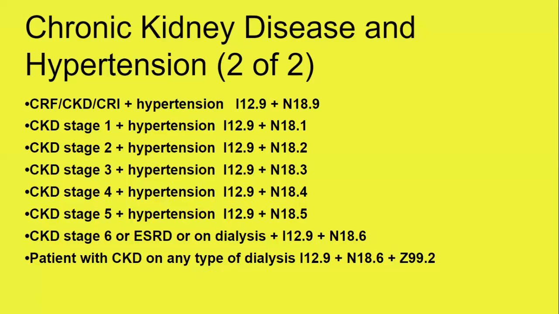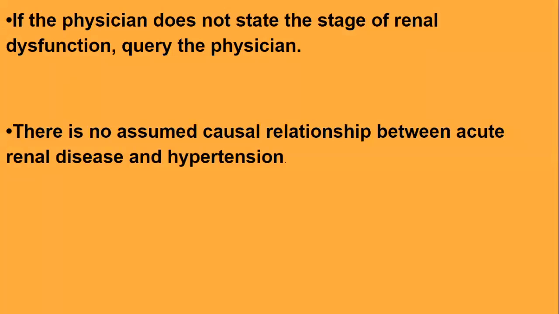So really get in your ICD-10 and start digging and looking at those, highlighting and making notes and studying those. If the physician does not state the stage of renal dysfunction, you have to query the physician. There is no assumed causal relationship between acute renal disease and hypertension. But if it was chronic renal disease, then there was probably a link and a relationship. But acute symptoms are not going to be.